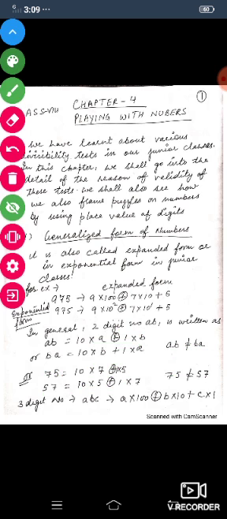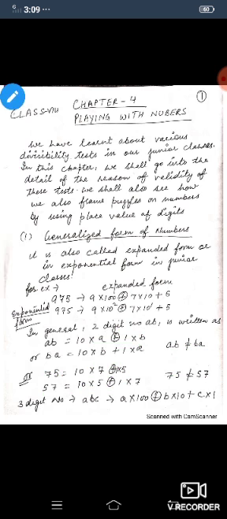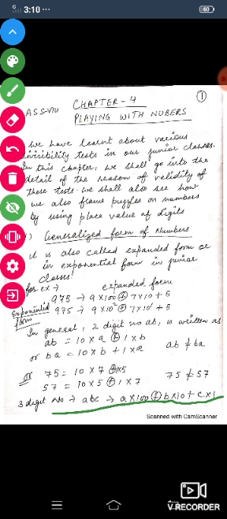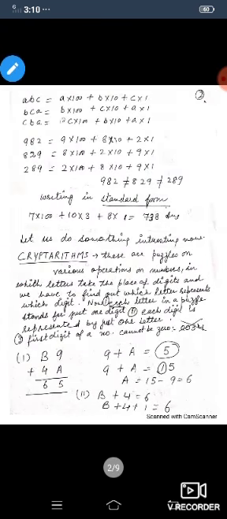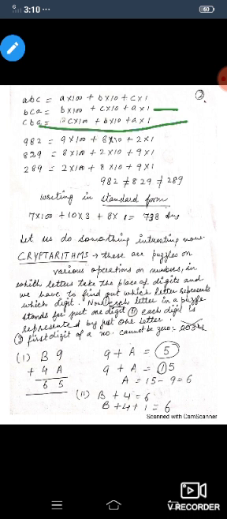Let us take a three-digit number now, ABC. It can be written as A into 100 plus B into 10 plus C into 1. Now, on reversing the order of the digits, it can be written as BCA, that is B into 100 plus C into 10 plus A into 1. Or CBA, it can be written as C into 100 plus B into 10 plus A into 1.